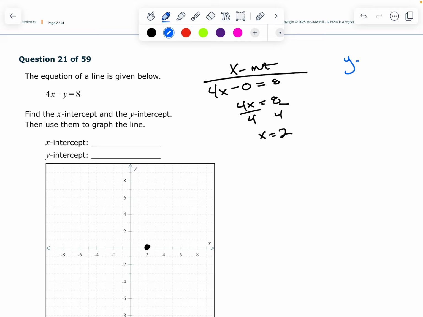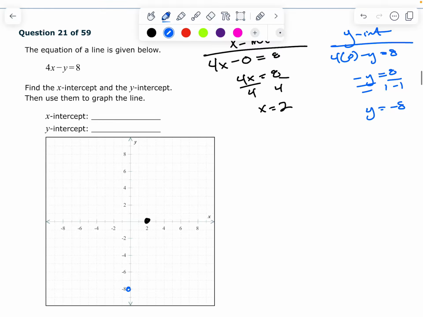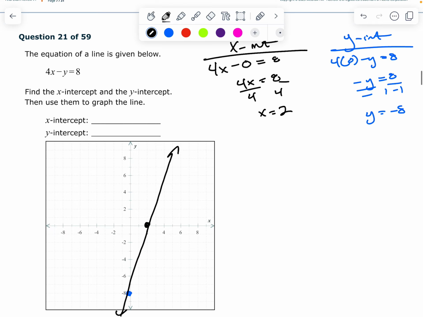All right, the y-intercept, I'm going to sub a 0 in for x. That's 4 times 0 minus y equals 8. 4 times 0 is nothing, so negative y equals 8. Divide by the negative 1, and y equals negative 8. So y equals negative 8, that is down here, and then my line just has to go through those 2 points. I believe you only have to put in an integer answer. So for the x-intercept, we're just going to put a 2. For the y-intercept, we're going to put a negative 8.